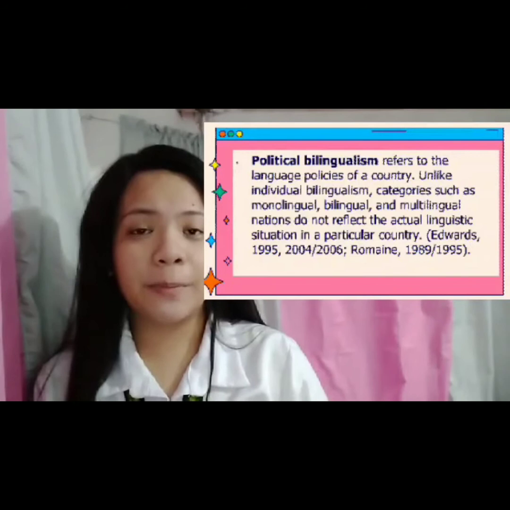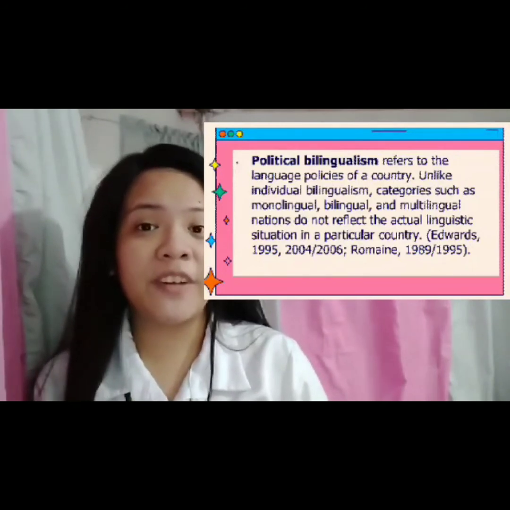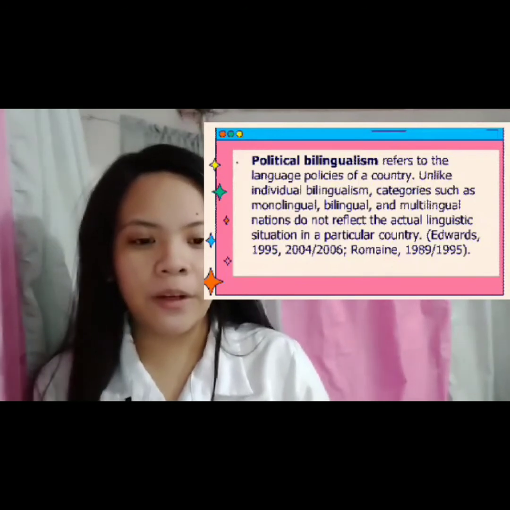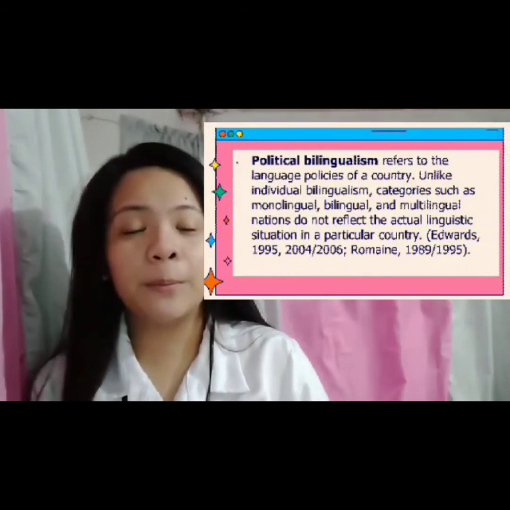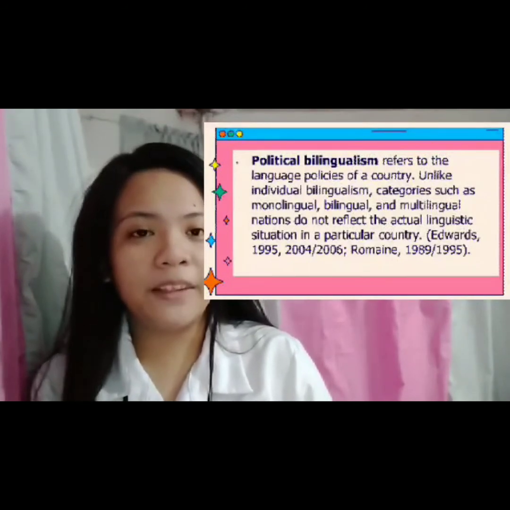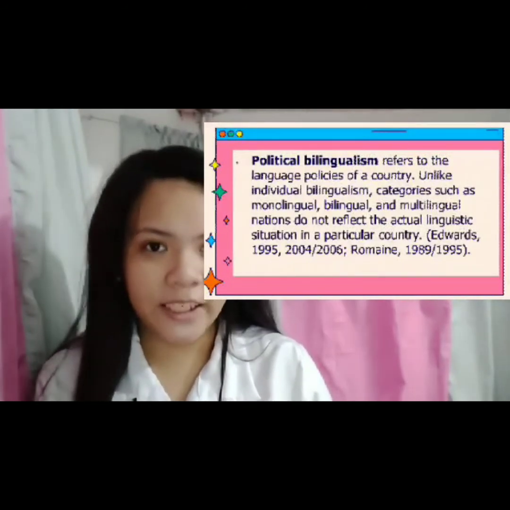The personality principle aims to preserve individual rights. The territorial principle ensures bilingualism and multilingualism within a particular area to a variable degree.